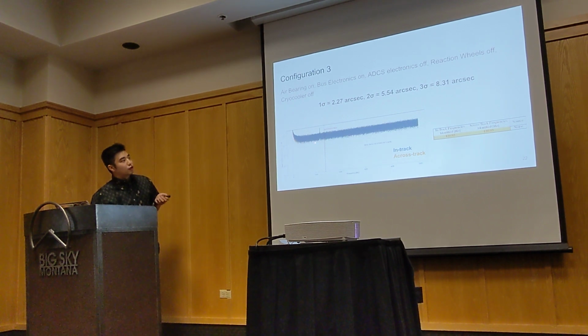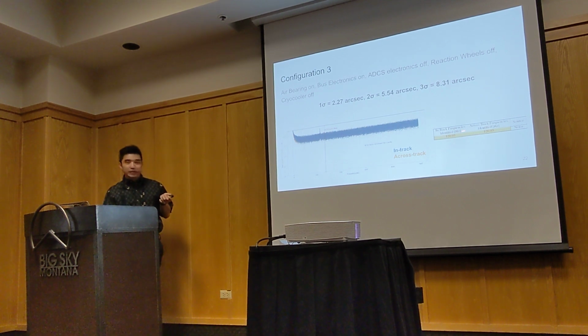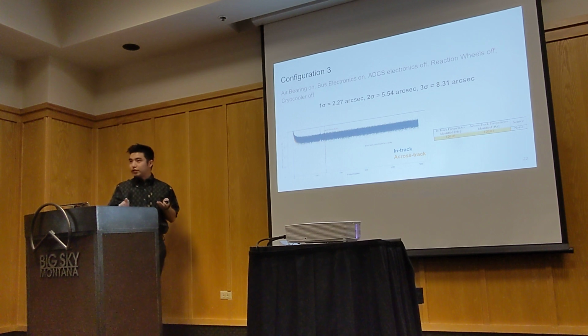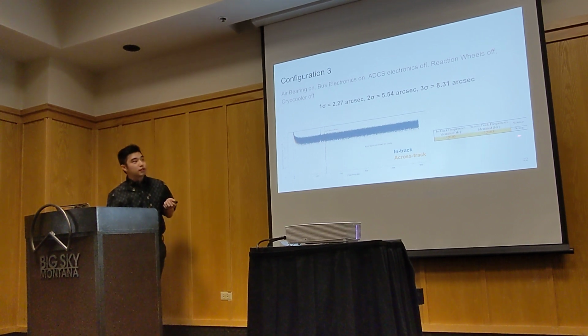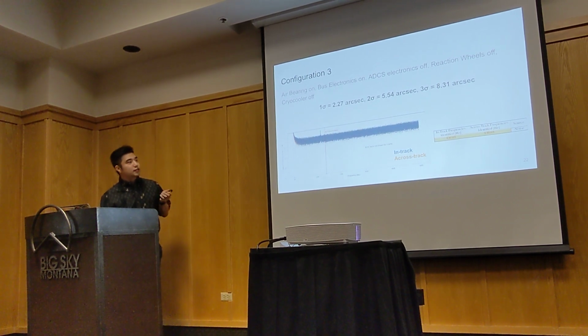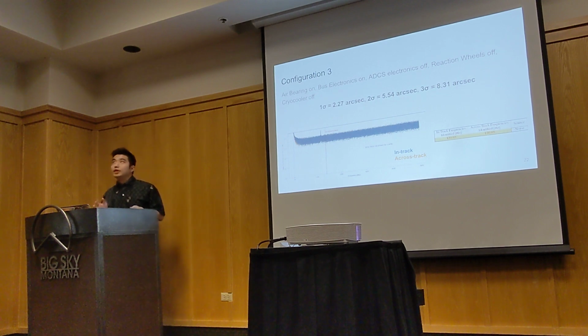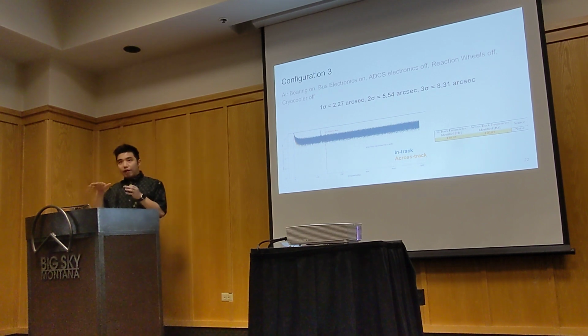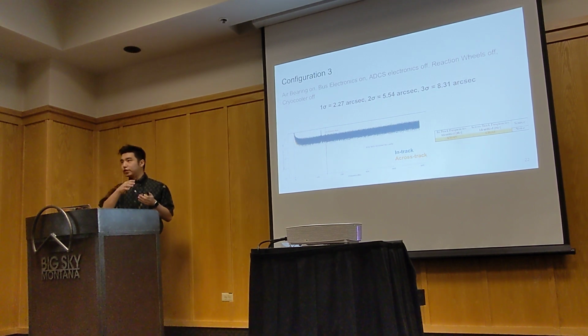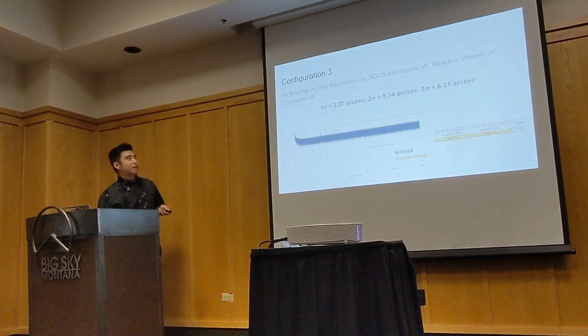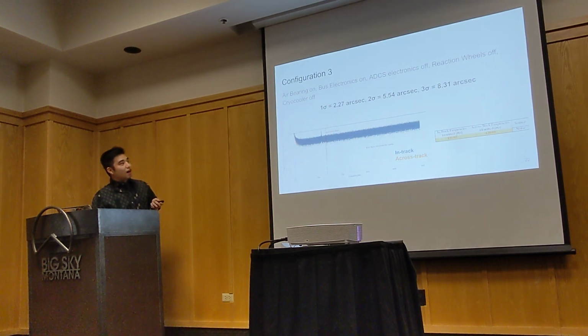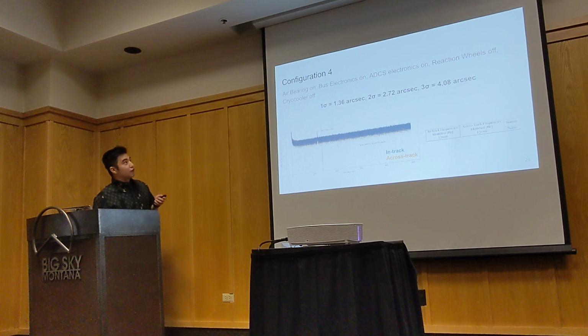This peak at 120 hertz is highlighted in orange because it is similar to a frequency that was present before, but the source is different, and this is noise. It's generated from the imbalance in the air bearing causing that laser beam to walk off the sensor. And if anyone's interested, I'd be happy to talk about that in the questions. And then in configuration 4, the only difference here is we turn the ADCS electronics on.